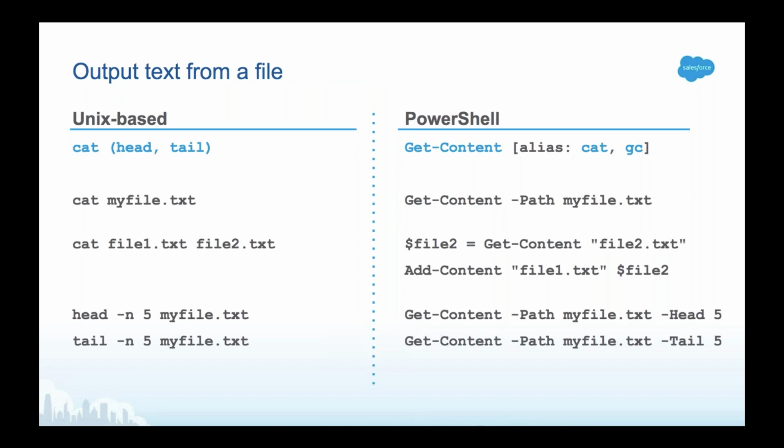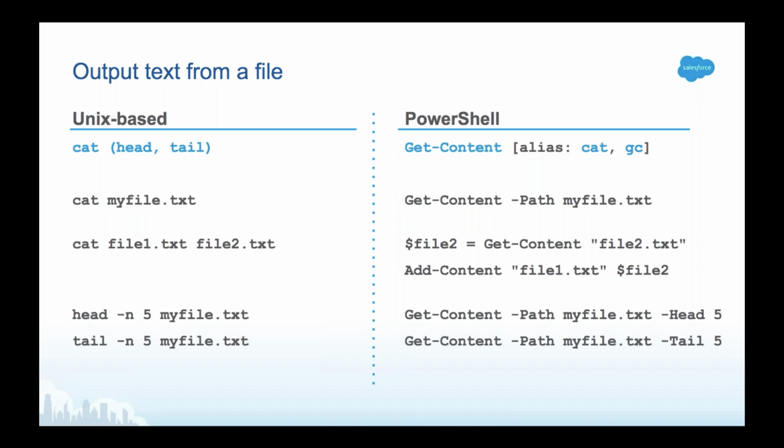Now let's output some text from a file. We can use cat, head, and tail on a Mac. Cat stands for concatenate, which might seem a little strange when we're just outputting a file, but think about it this way: if you're concatenating a file with nothing, then you get the contents of just that file. That's exactly what you're going to see in this first example. The second example shows concatenating 2 files together and outputting them on your screen.